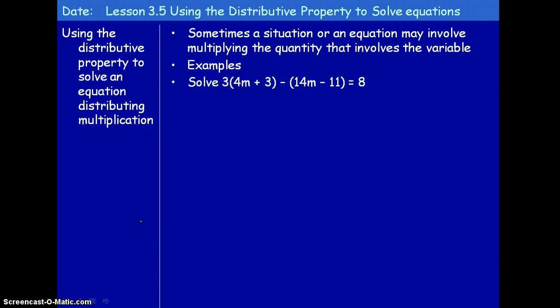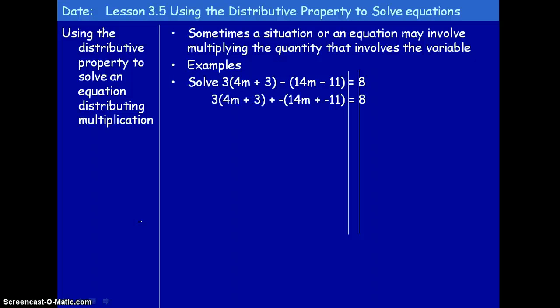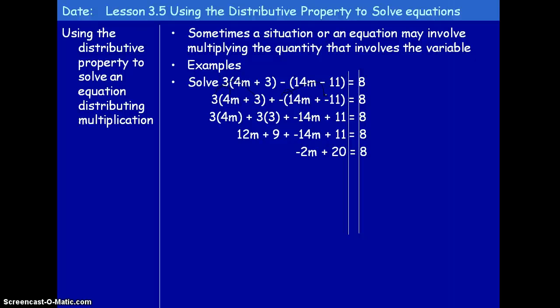Next example might just be a straightforward equation. We would begin solving this equation by, of course, changing minus to plus negatives. We need to distribute the 3 times into the first parentheses and the negative into the second parentheses, resulting in 3 times 4m plus 3 times 3 plus the opposite of 14m plus positive 11 equals 8. Simplify each term. Combine like terms. Now we have a fairly simple equation.